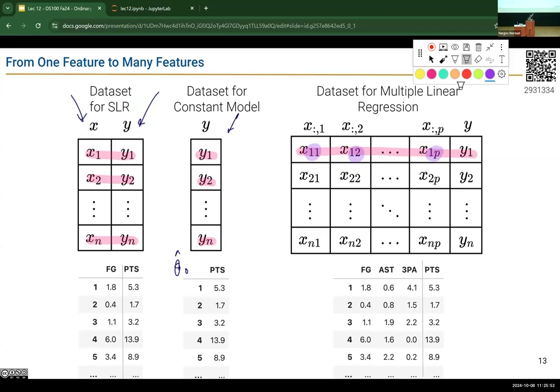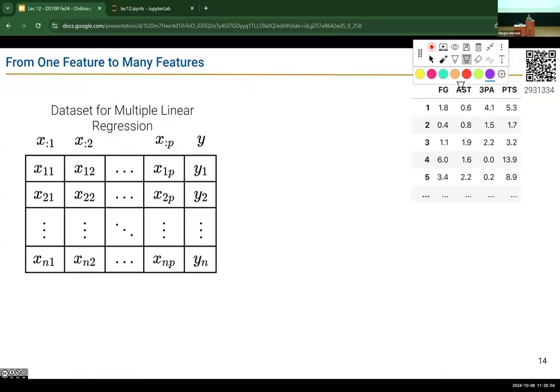Exactly the data set that we'll be using is this data set with 3 different input features and a target value, the average number of points that we're trying to predict. Okay, let's see how that's going to be happening.